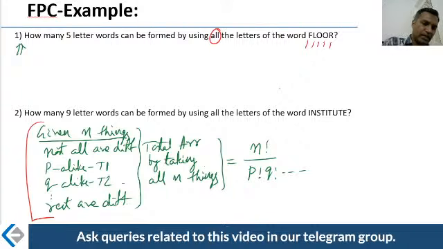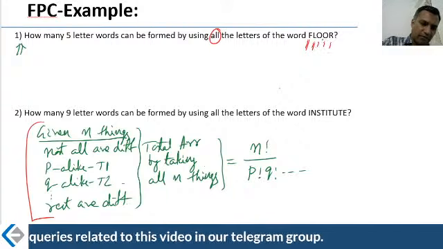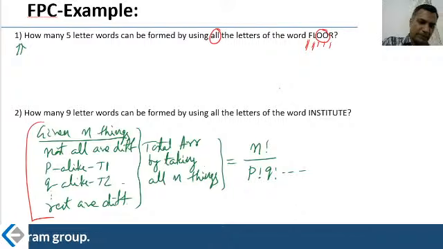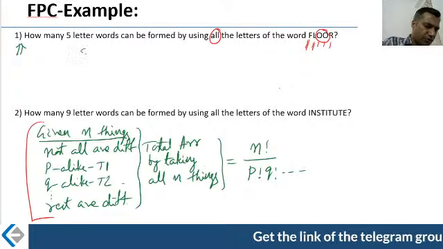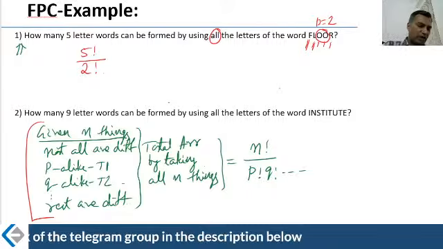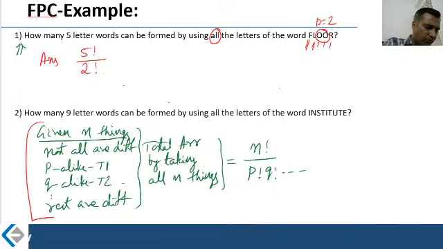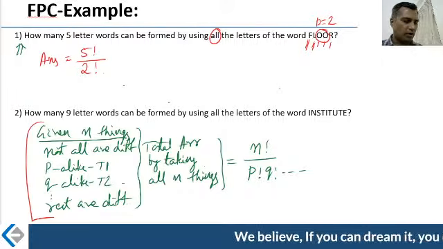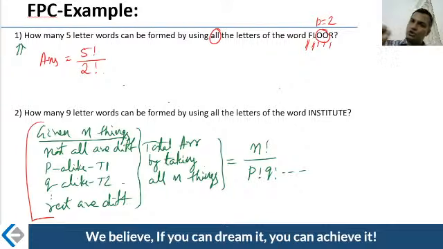So you would say that, okay, there are 5 letters, no doubt. There are 5 letters, but these two O's are the same. Therefore, you have said that the answer is 5 factorial. But because these two O's are the same, this is the P things. P is nothing but two things are alike. You divide this by 2 factorial. This is the answer. The total number of 5-letter words that can be formed is 5 factorial divided by 2 factorial. 5 factorial is 120. 120 divided by 2 is 60.